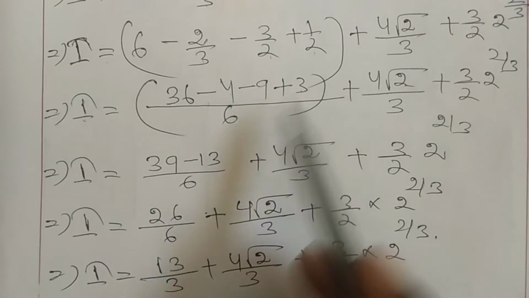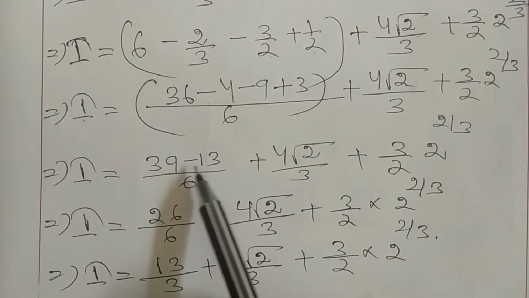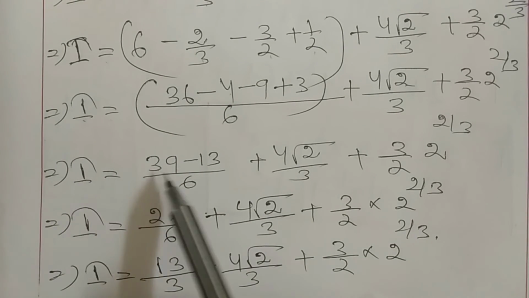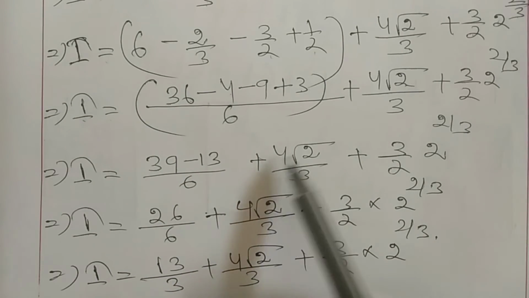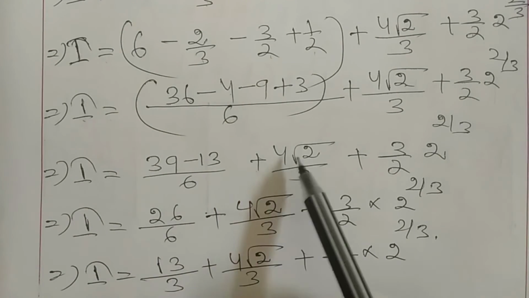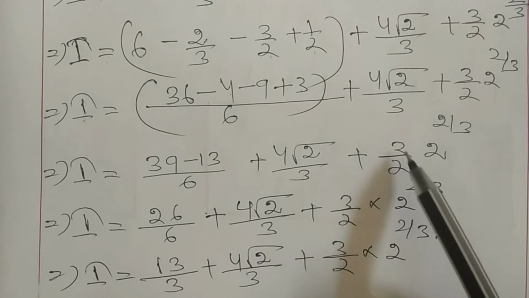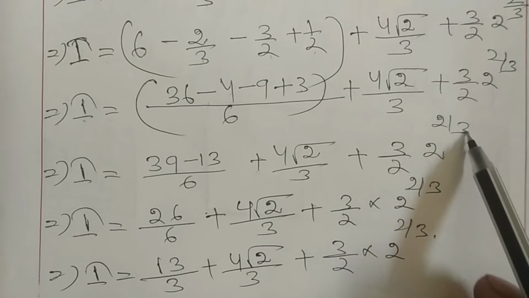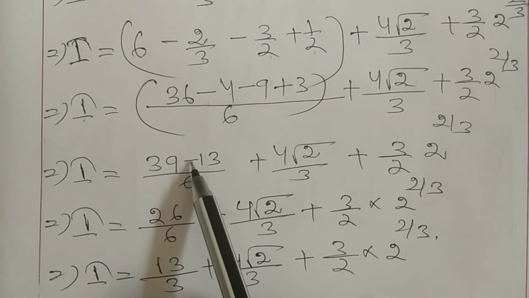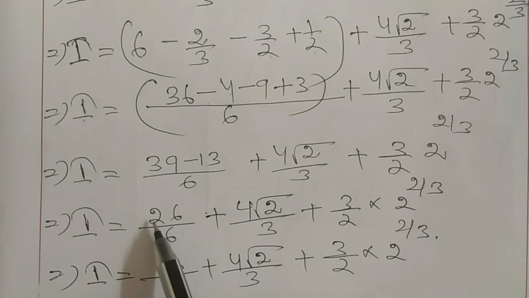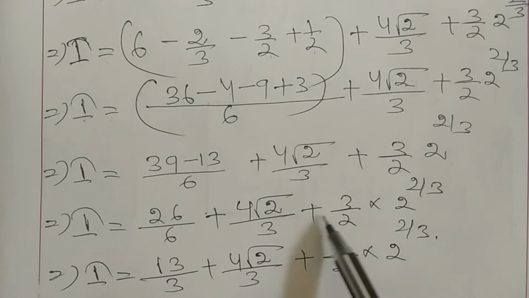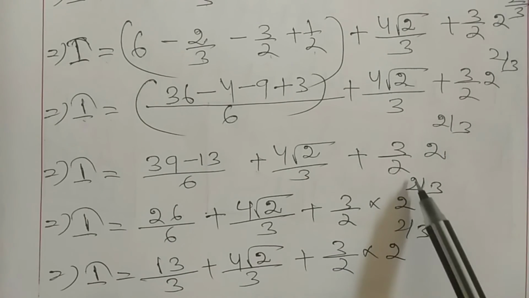Here 36 plus 3, that is 39, and minus 4 minus 9, that is minus 13. So this is (39 minus 13)/6. So I is equal to (39 minus 13)/6 plus 4 root 2 by 3 plus 3/2 into 2^(2/3). Here 39 minus 13, that is 26. So (39 minus 13)/6, that is 26/6, plus 4 root 2 by 3 plus 3/2 into 2^(2/3).